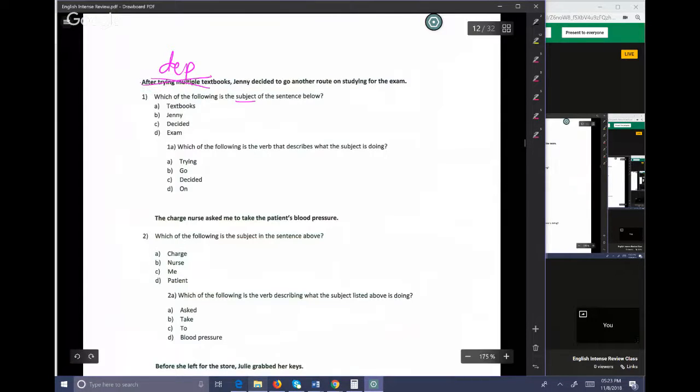Immediately following the dependent clause, right after the comma, is always going to be our subject. And we also want to kind of double back and double check ourselves that the sentence is actually about whatever we say the subject is. So based on its placement, Jenny would be the subject. Reading the entire sentence and double checking that Jenny is in fact what the sentence is about: after trying multiple textbooks, Jenny decided to go another route. So yes, the sentence is about Jenny, and that makes her the subject based on her placement and based on the sentence being focused on her.